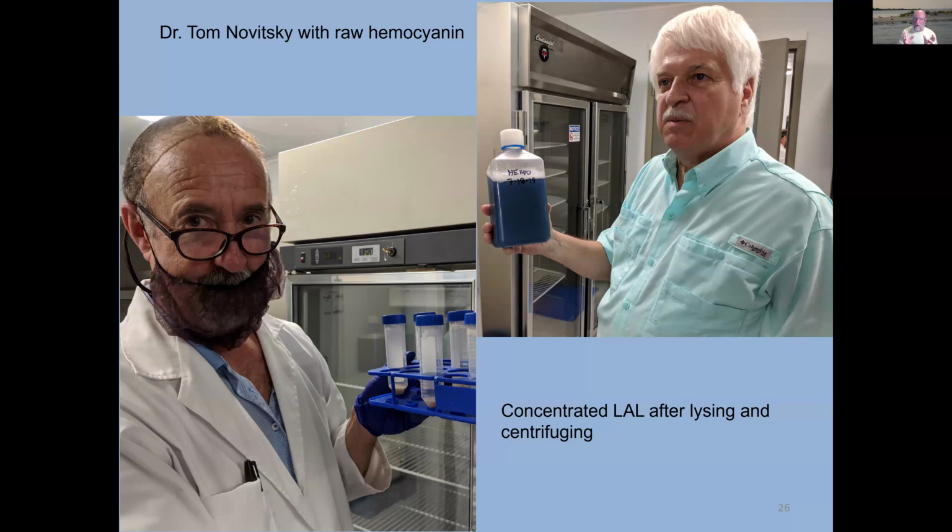They break the cells apart, and then they centrifuge it down, and the precipitate comes out of the bottom. You see it in the tubes on the left. That little bit is produced from that jar of blood. A jar of blood like that can produce about 7 grams of this lysate, which then can be used for tests. They only need about 1/10 of a milliliter of that stuff to test for the presence of bacterial endotoxins.